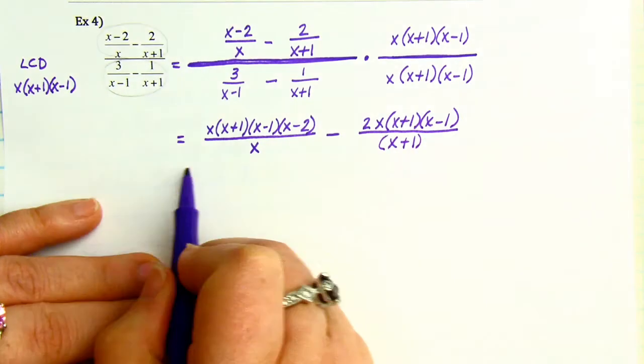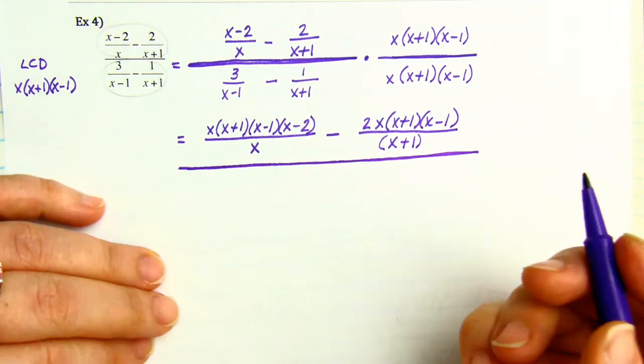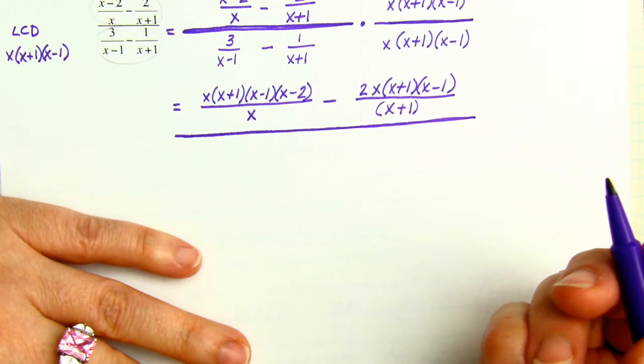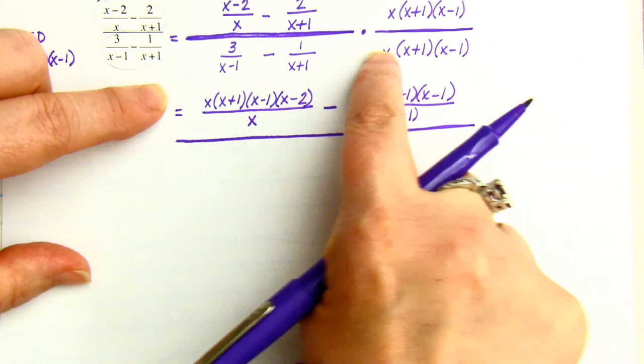All right, now I've got my thick, longer fraction bar. So again, this isn't difficult, but it does take a little bit of time, and if you're in a rush, you're going to make silly mistakes. 3 times these 3 items.